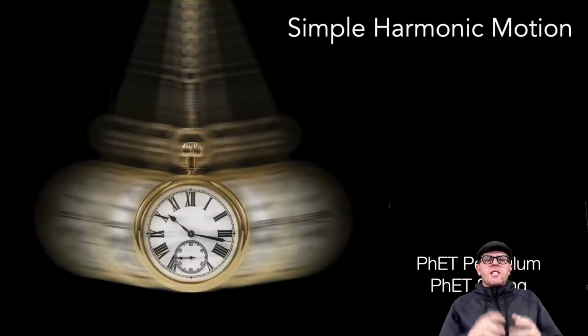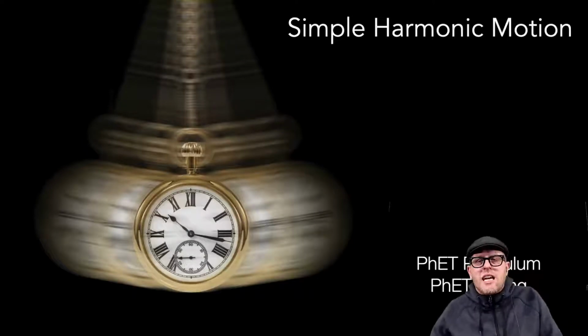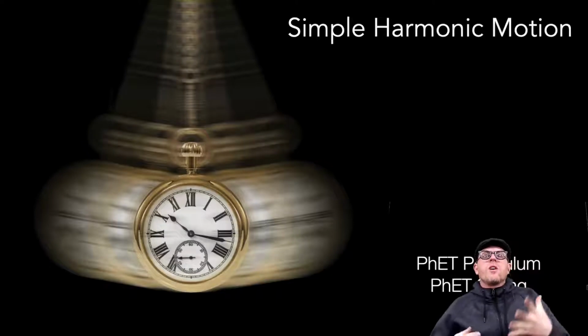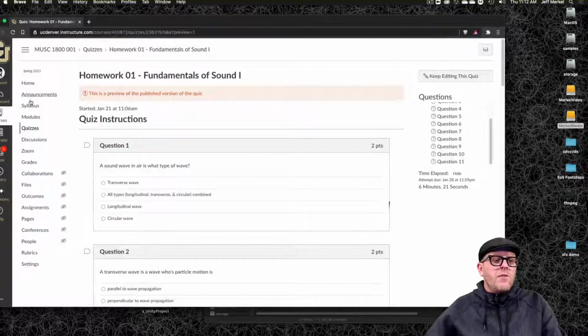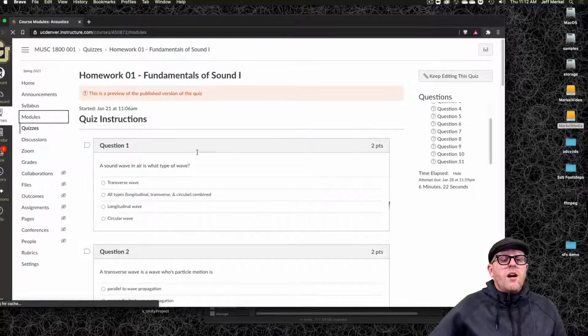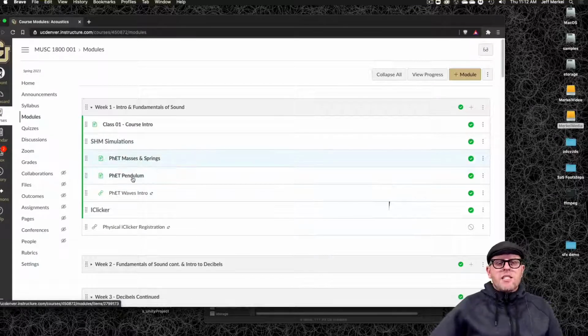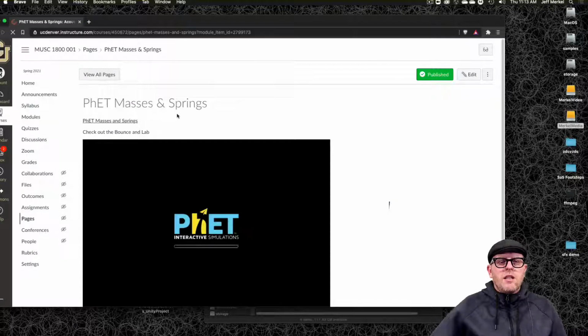So let's take a look at some SHM examples, the classic physics examples, and then we're going to bring those into the audio realm. To do this, I'm going to use a couple of different tools. It's called PhET. I'm going to use the PhET pendulum and the PhET spring. If we go into our modules, into our first week, we have these simulations. I just created links to them here, mass and springs and a pendulum. So let's start with the mass and springs.